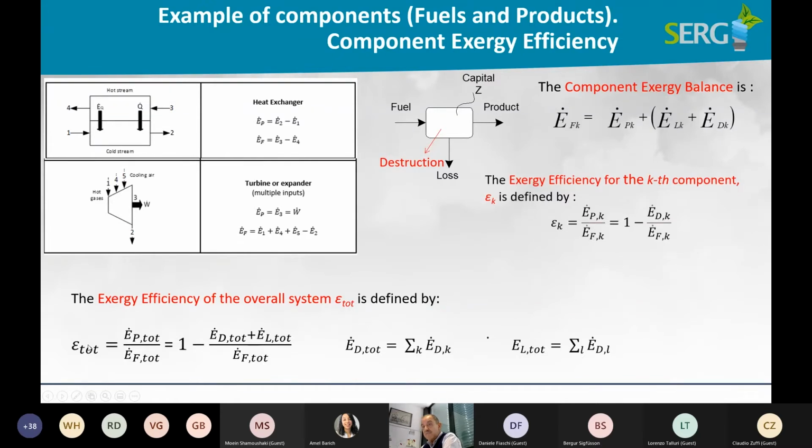While at system level, you also include the loss, because the loss is a system effect. And here there is an example of the heat exchanger. The product is the variation of Exergy from stream 2 to 1, that is heating the cold stream, and what you spend is the variation of Exergy in the stream which is providing the heat to be recovered.